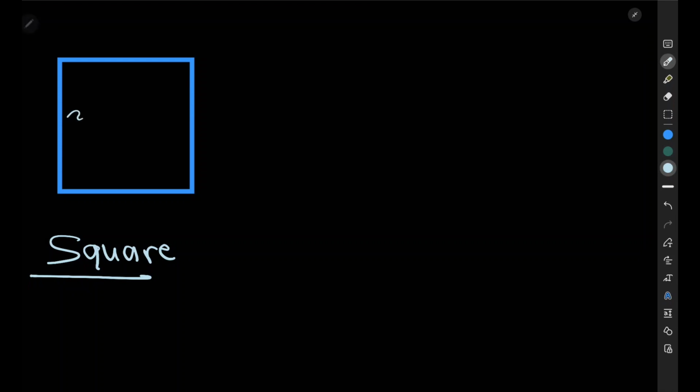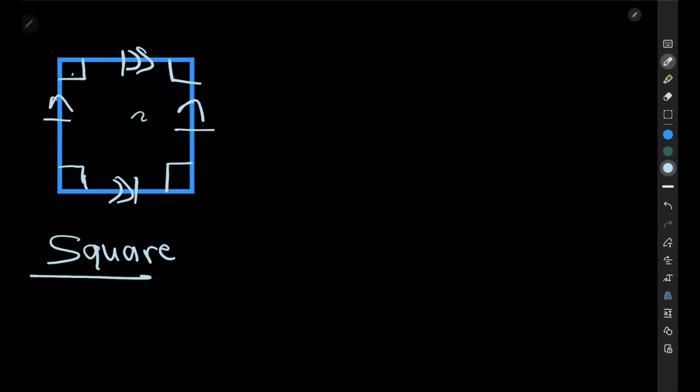So the first property is that all sides are equal. We know that the interior angles, all of them are 90 degrees. Okay, what else do we know about a square? We know that it has also two pairs of parallel sides.